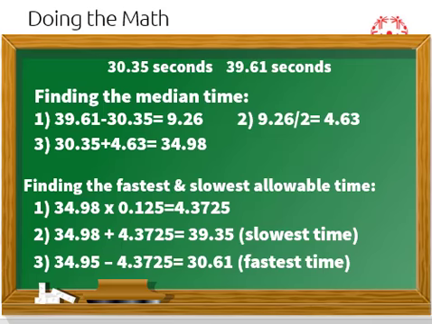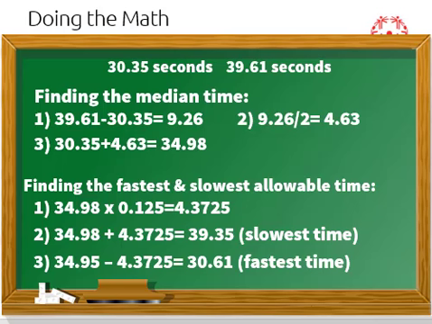First, we take the fastest time and slowest time from our suggested division, in this case, 30.35 seconds and 39.61 seconds, respectively. To find the median time between the 2, we need to do the following math. Subtract the faster time from the slower time. 39.61 minus 30.35 leaves us with 9.26. Then we divide 9.26 in half for our result of 4.63.